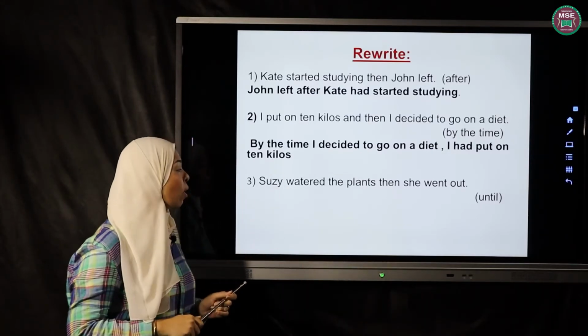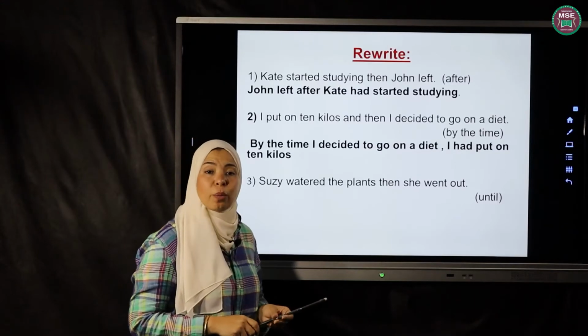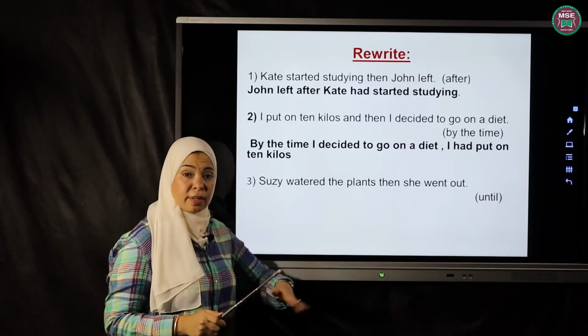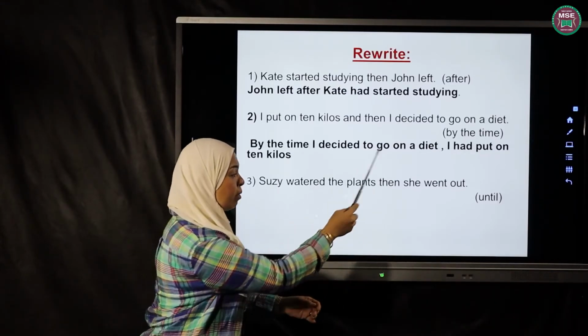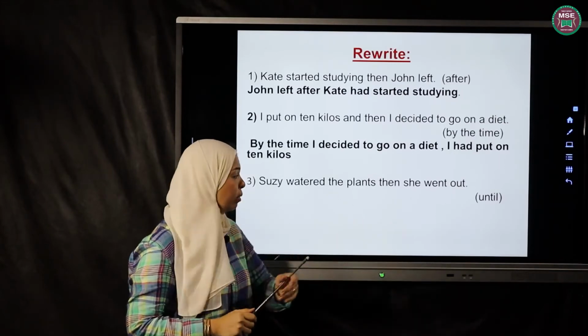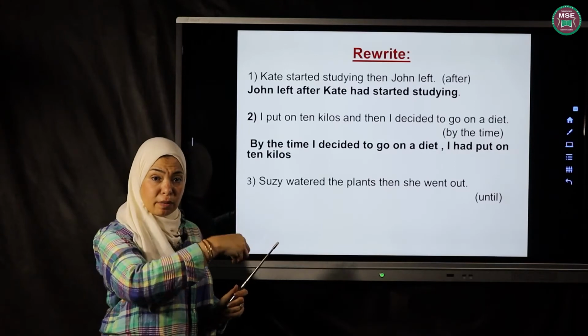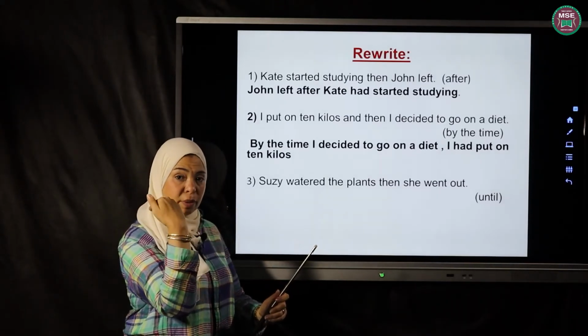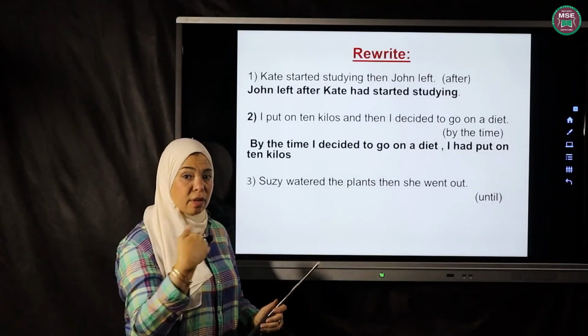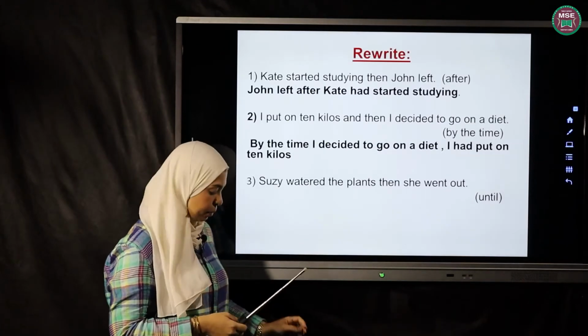Number 3. Susie watered the plants, then she went out. She watered the plants, then. This is first, then plus the second one. Then she went out. Use until. Until should be in the middle of the sentence. Past form, negative past, until, then past perfect.